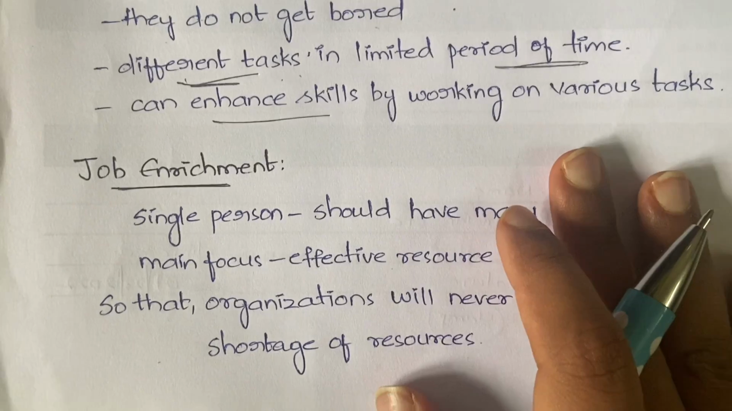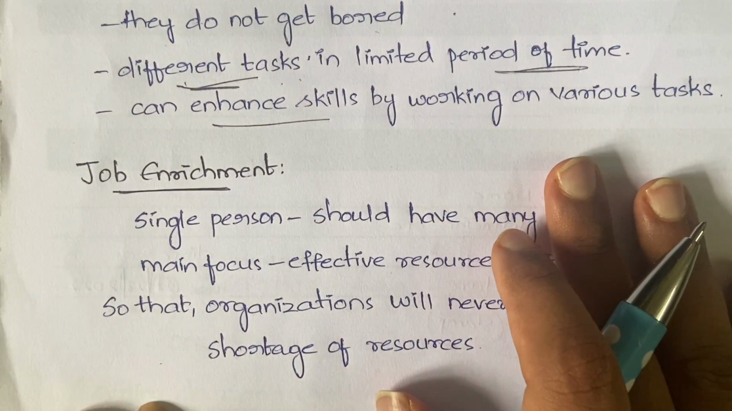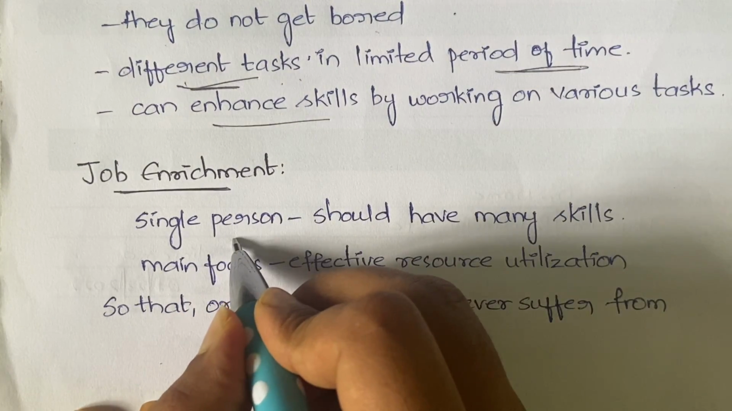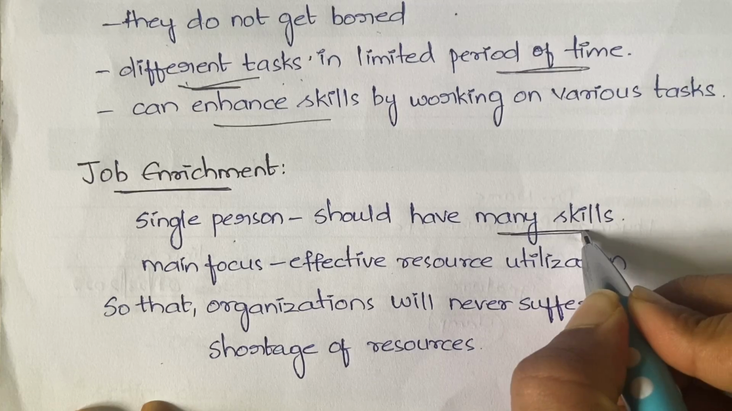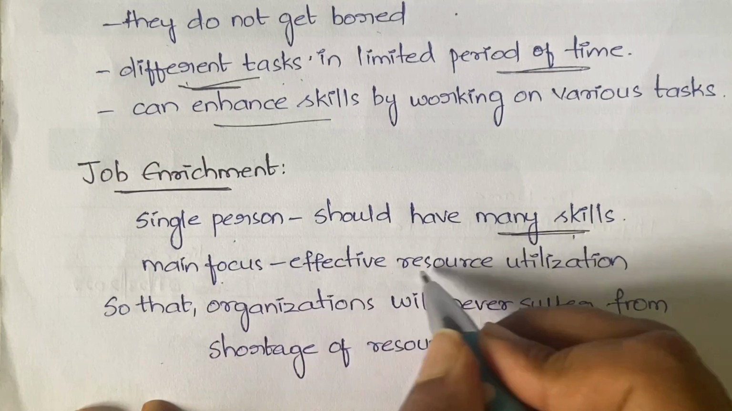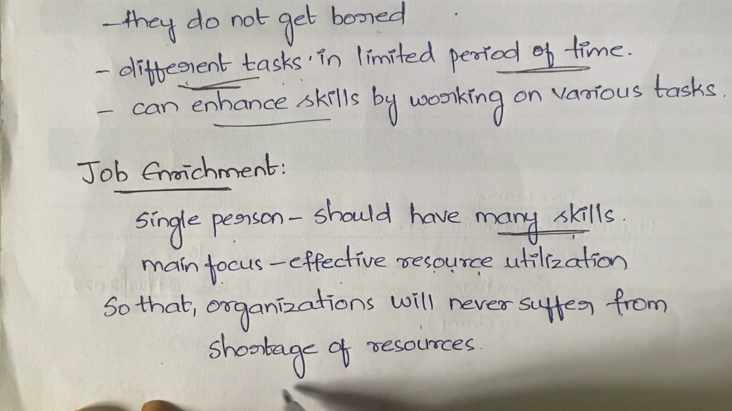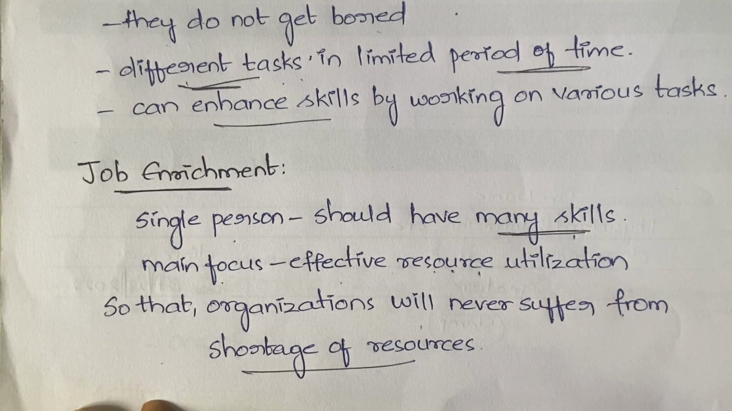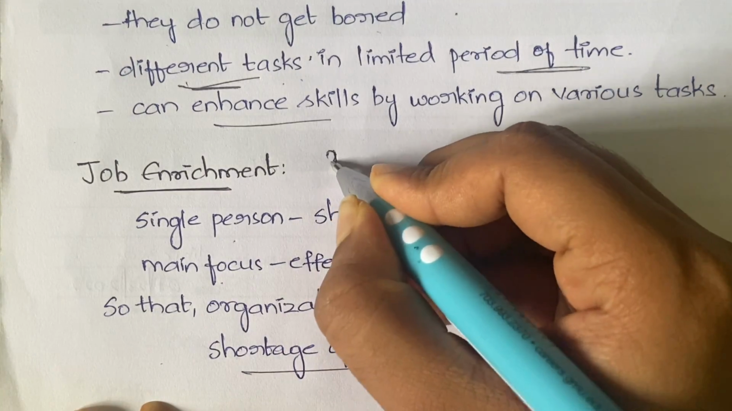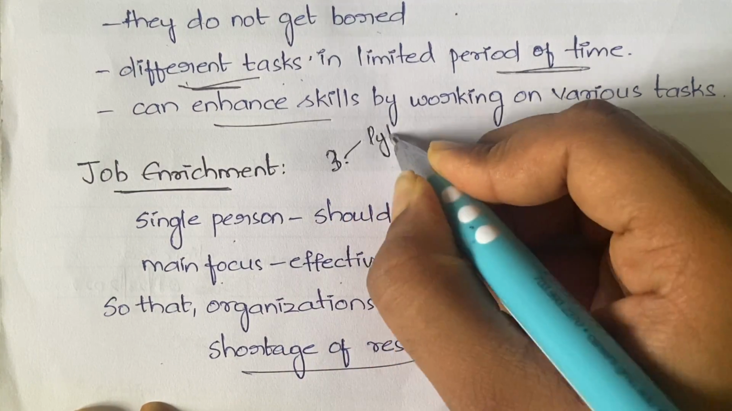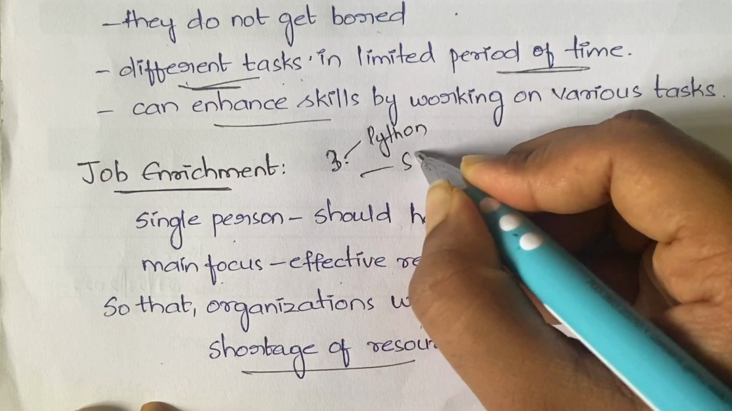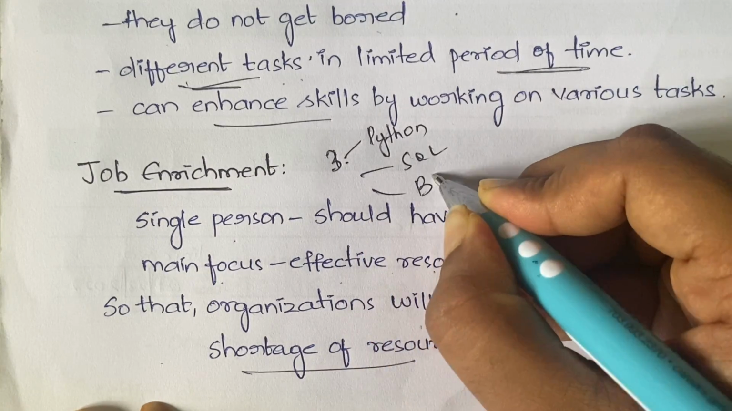Okay, next is job enrichment. Here what will happen is, a single person is supposed to have many skills so that the resources can be effectively utilized and the organization will never suffer from shortage of resources. So what do you mean by this? For example, let us go back to our previous example again. So we have 3 people. Among that, one person is doing Python, one person is doing SQL, and the other person is doing big data.